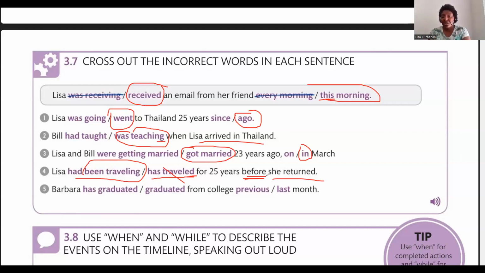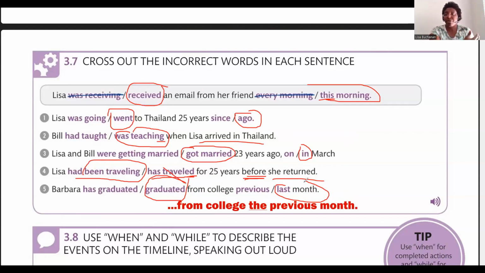Next one, Barbara has graduated or graduated from college previous month or last month. So is it a completed action? Yes, it's done, it's over. She graduated from college, so it's just the past tense. And then it was last month. We use "last month." You can sometimes use "previous month," but in this case, "from college last month." If we want to use "previous," we would need "from college the previous month." So there's no "the" here, so we just say "from college last month." That's it. Because of the grammar, we're going to use "last month."